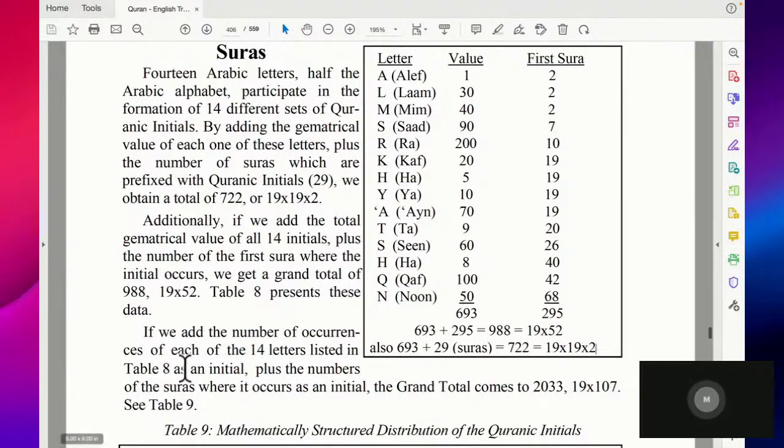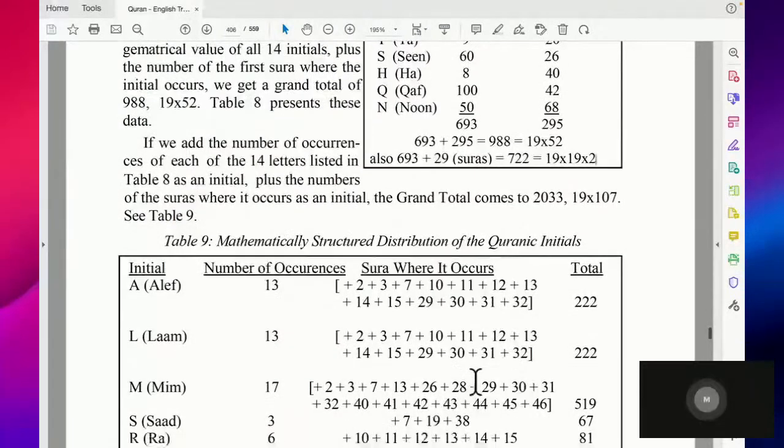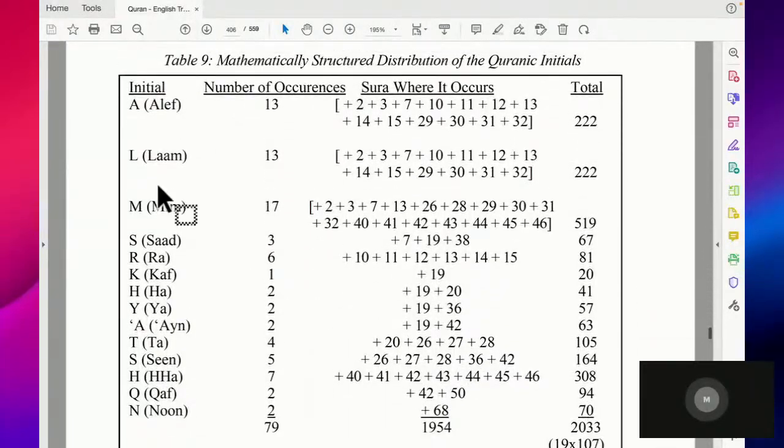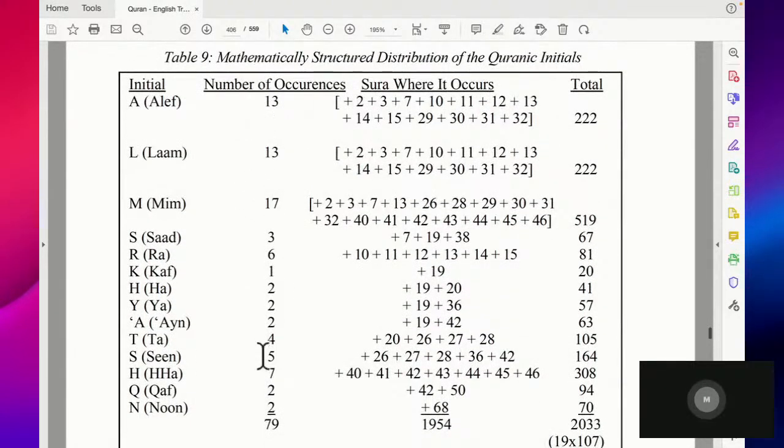If we add the number of occurrences of each of the 14 letters listed in table 8 as an initial, plus the numbers of the surahs where it occurs as an initial, right? The grand total comes to 2033, or 19 times 107. See table 9. So this is related to the next table, which is here. So we have 4 columns here. The first column is the letters. Now, we have the number of occurrences.